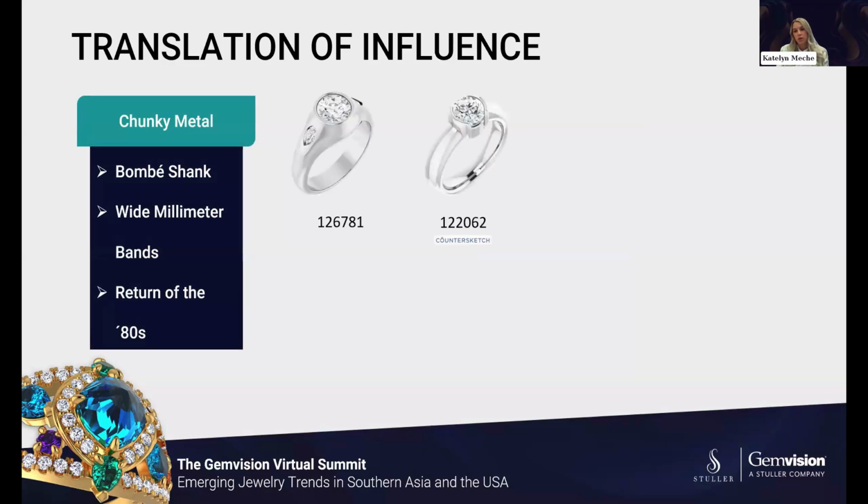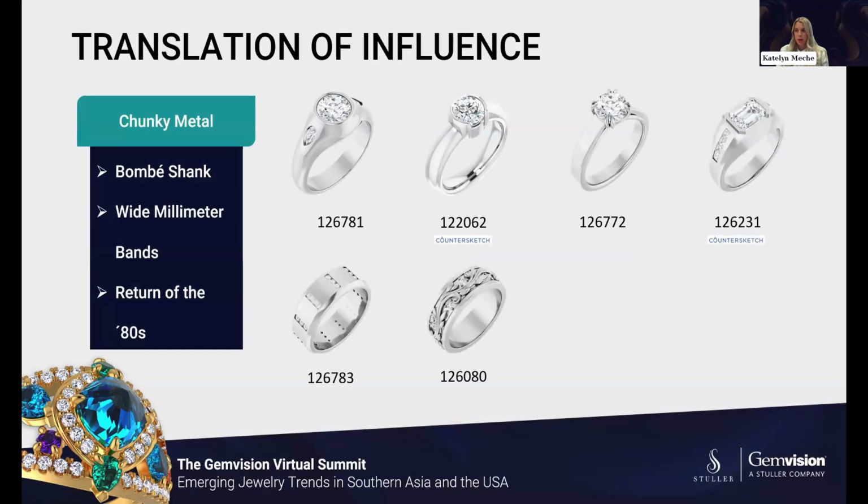So the numbers that you're seeing underneath the styles are the Stuller.com catalog series, but you'll also see the CounterSketch badge under certain styles, and those are styles that you find within the CounterSketch library as well. As you can see here, an example of that Bombay shank style, a more rounded look, is how it's influenced on the bridal side, as well as just wider millimeter shanks within engagements, as well as with wedding bands. We've definitely seen larger looks for men as well, with that 7 to 8 millimeter thickness of a wedding band trending.